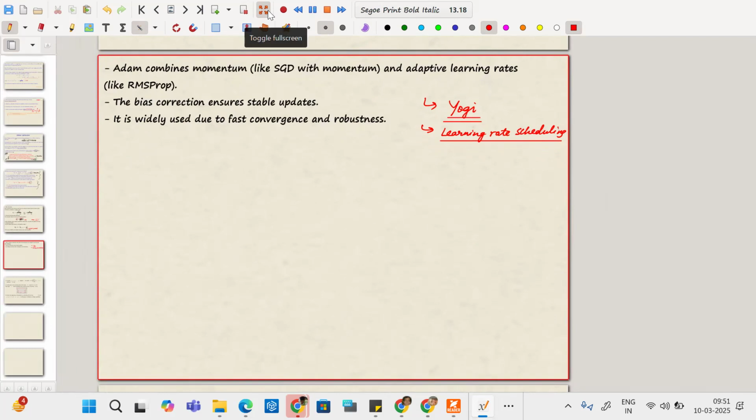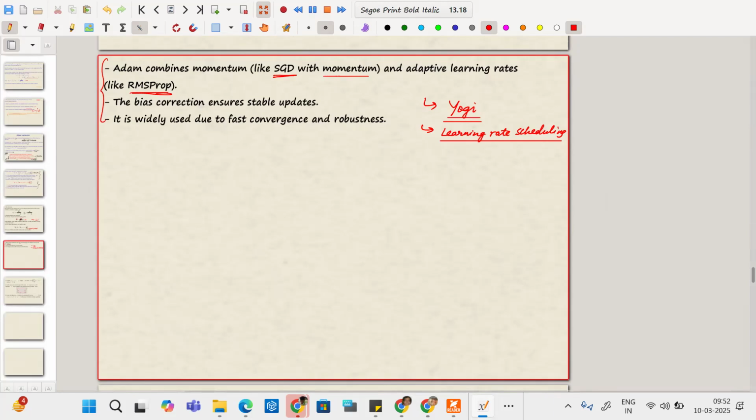Okay, so you can see just a summary. Adam optimizer combines momentum, just like stochastic gradient with momentum, and adaptive learning rates, that is using RMSProp. So if someone asks, does Adam optimizer use adaptive learning rate? Yes. Why? Because the adaptive learning rate component comes from RMSProp, and RMSProp is being used inside Adam optimizer. Therefore, adaptive learning rate is being used by Adam optimizer.